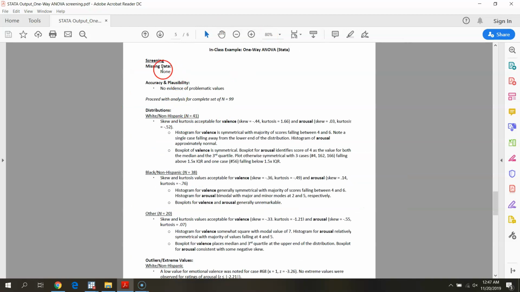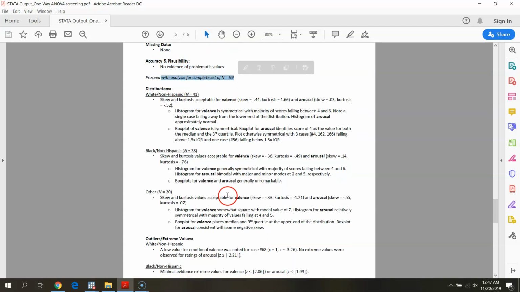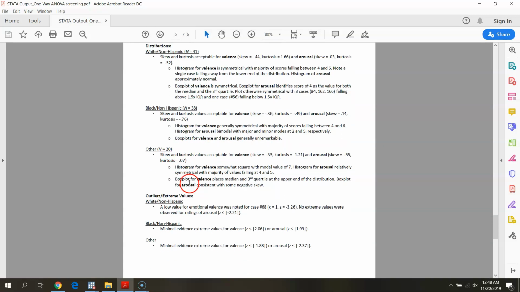our write-up. So again, we didn't have any missing data. All our values were within bounds, with a full set of 999. Then we're looking at our distribution specifically for our white non-Hispanic group, black non-Hispanic group, and other, noting sample sizes or cell sizes, recording values of skew and kurtosis, a brief description of our histograms, and a brief description of our box plots, making sure that these are accurate representations of what we're seeing. Same thing for our black non-Hispanic group and our other group.